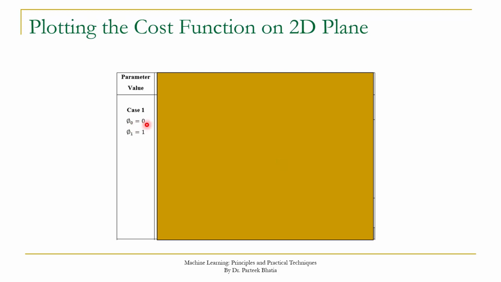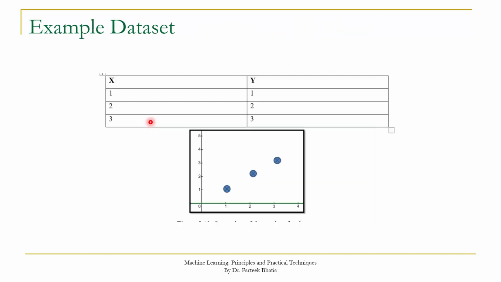As we have already discussed, we have fixed this to 0 and the slope of the line is 1. So if the slope of the line is 1 and the constant is 0, then try to find out the error for this data set. You need to draw the predicted line when phi naught is 0 and phi 1 is 1 over these data points. And after drawing that predicted line, you have to find out the error.